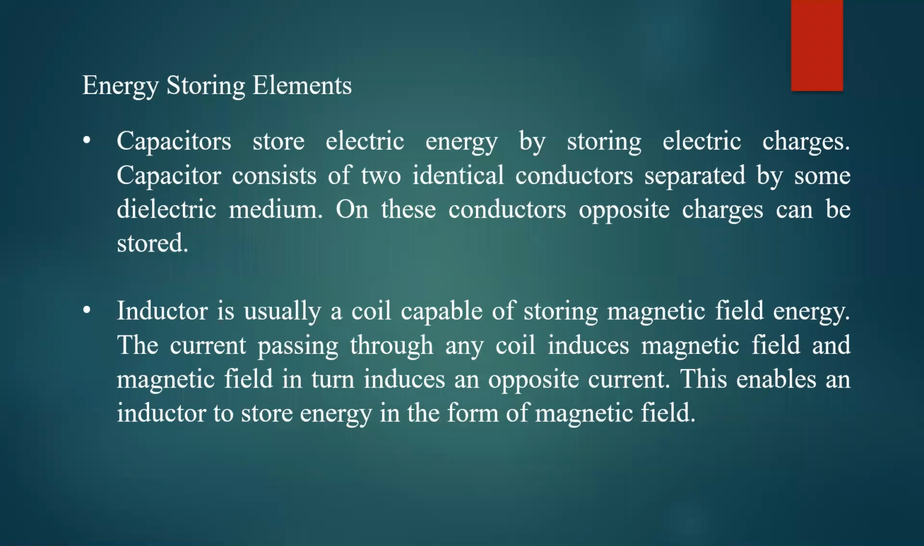In a parallel plate capacitor, two parallel plates are there, then charges will be stored on the capacitor. Okay. Then inductor, second component, inductor. Inductor usually is a coil. Inductor is a coil capable of storing magnetic field energy. It stores the magnetic energy. Okay. The current passing through any coil induces a magnetic field according to Faraday's law. Current will induce the magnetic field, and the magnetic field in turn induces an opposite current.